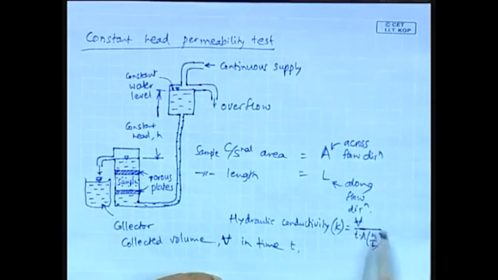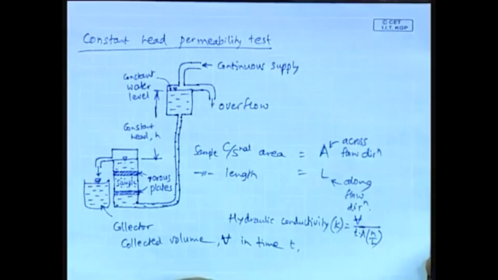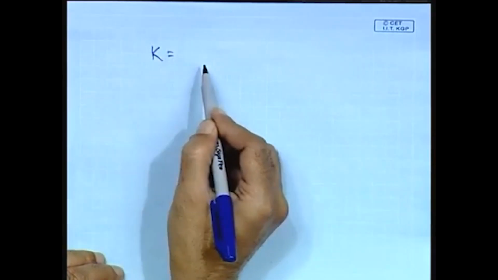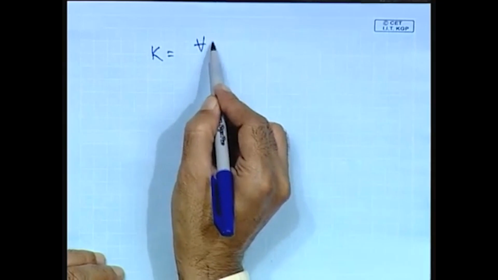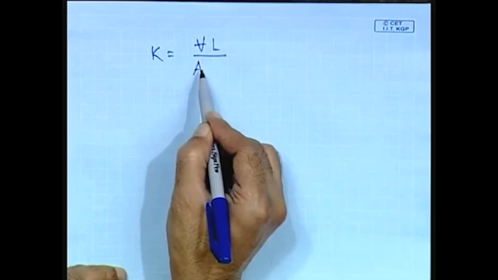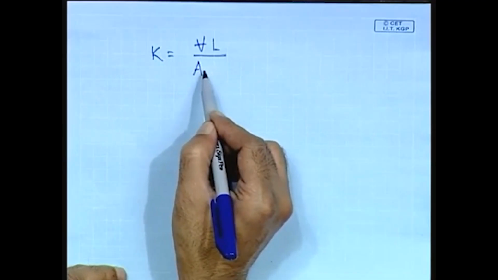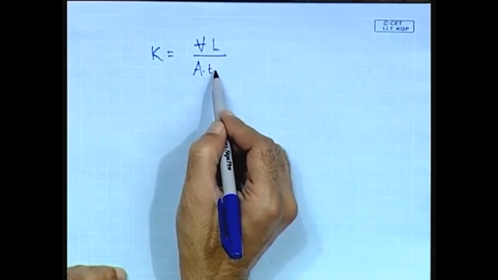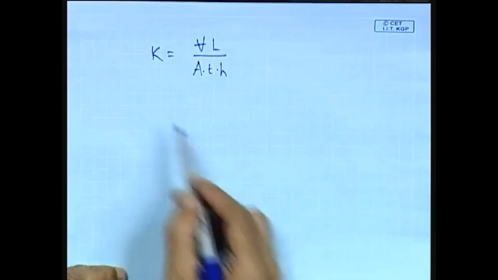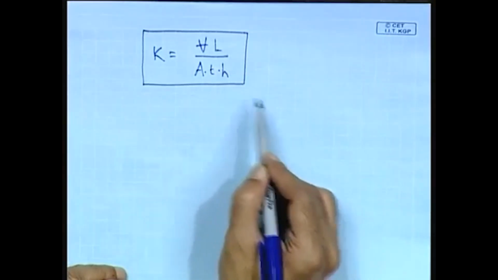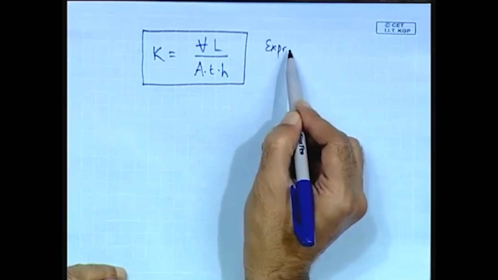So therefore, the hydraulic conductivity K is given by the volume V multiplied by the sample length L divided by the sample cross sectional area A multiplied by the time of collection of volume, that is T, multiplied by the constant head H. So this is the expression for hydraulic conductivity.